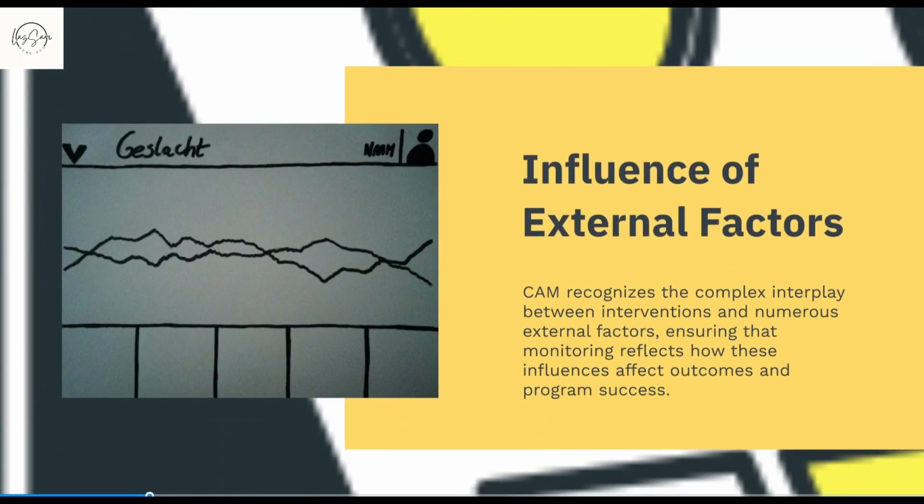Influence of external factors. CAM recognizes the complex interplay between interventions and numerous external factors, ensuring that monitoring reflects how these influences affect outcomes and program success.